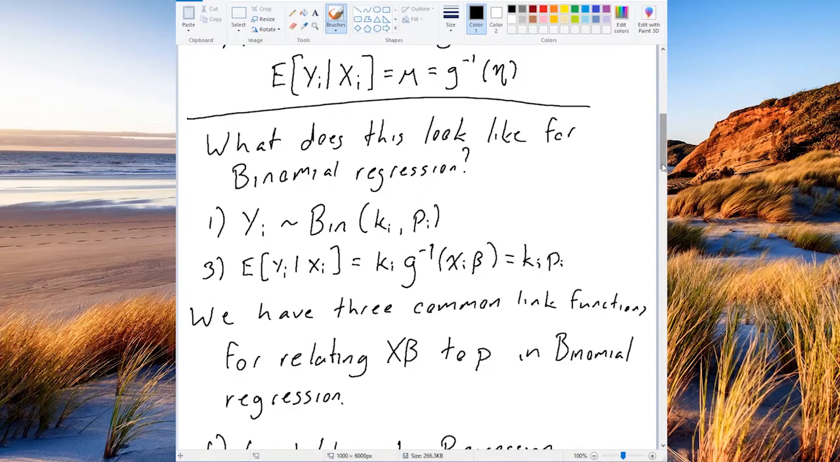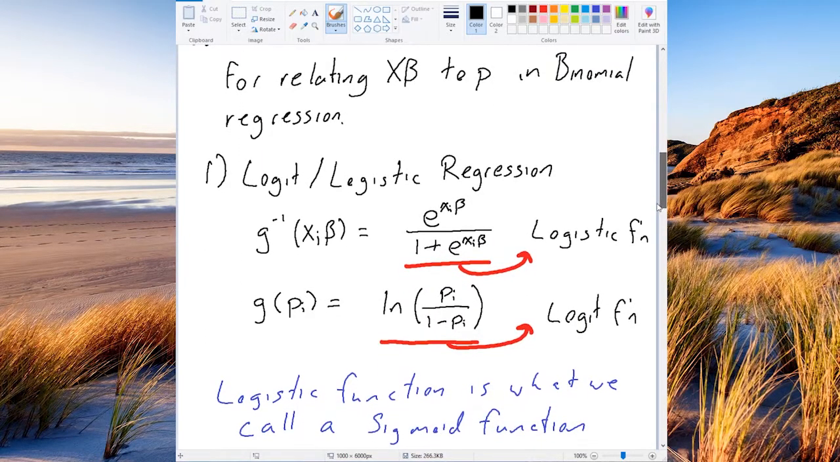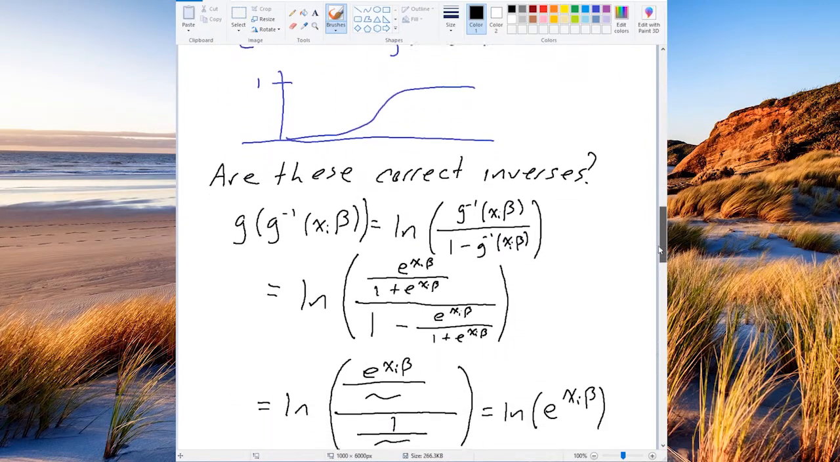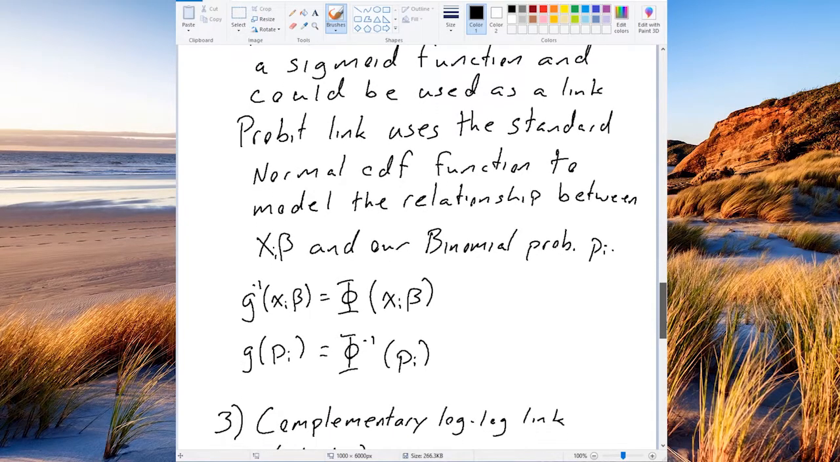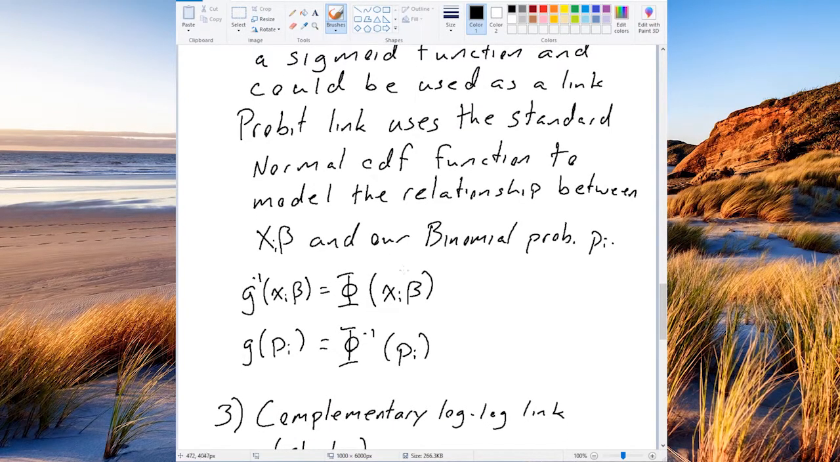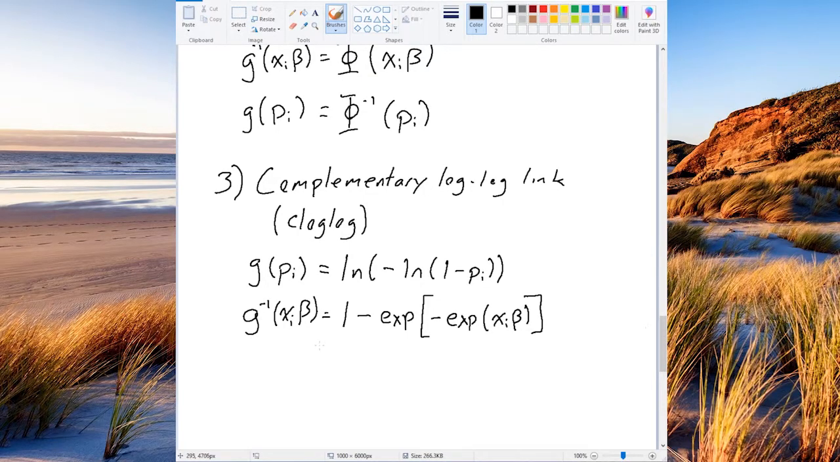And then I've got 3 common options for finding that pi. I've got the logistic option, where I use the logistic function, e to the x beta over 1 plus e to the x beta. Or the next most common option is the probit option, where I just take the CDF of a standard normal applied to x beta. Or I can have this complementary log-log setup where pi is equal to 1 minus e to the minus e to the x beta.